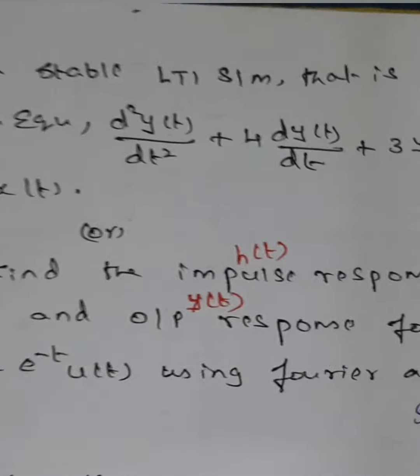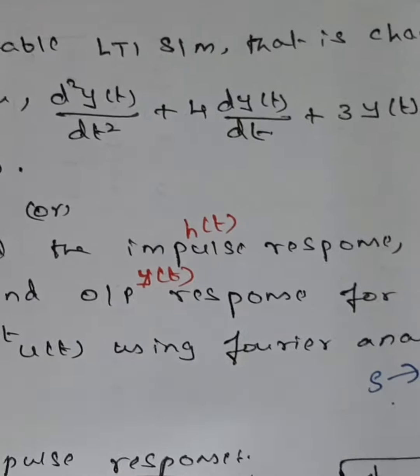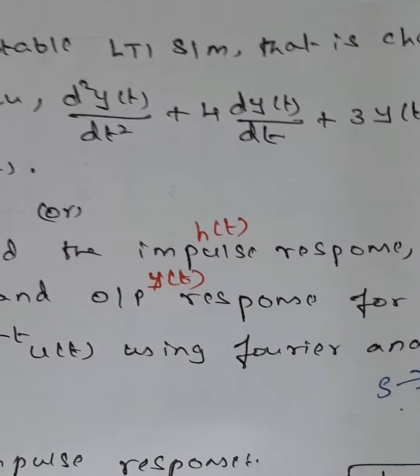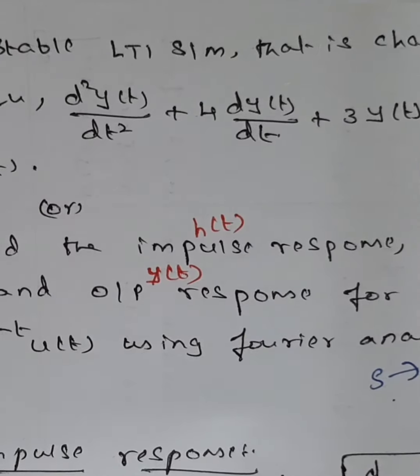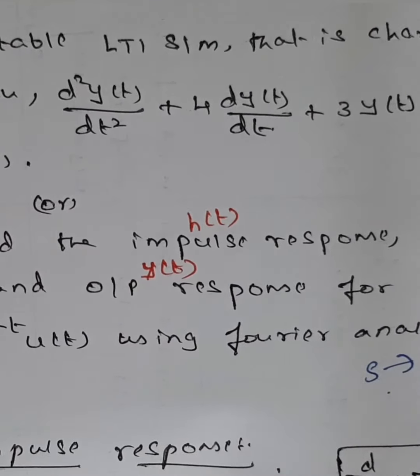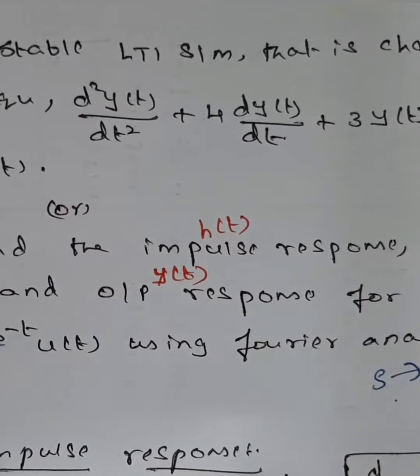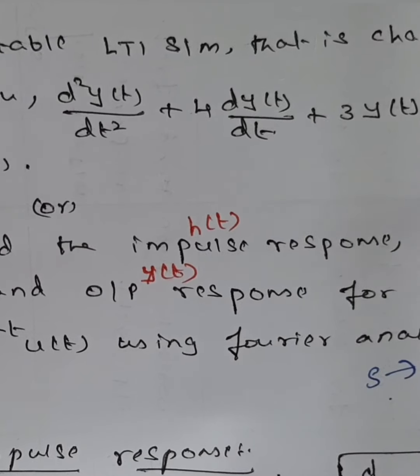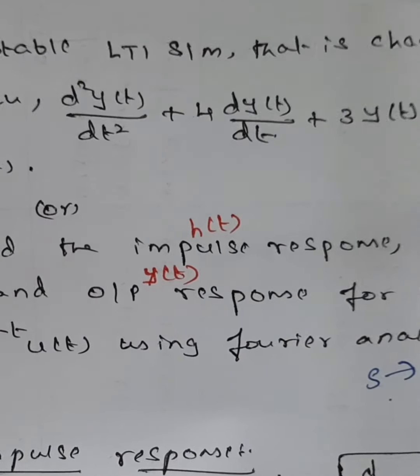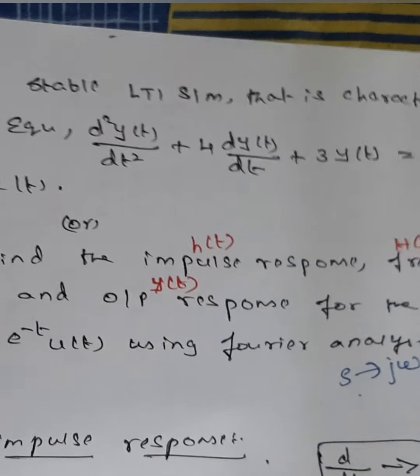Always remember, impulse response means you want to find h(t), and output means y(t). In order to find y(t), from H(s) you can find Y(s), and next you can find y(t). Frequency response means H(jω), so for this you take the Fourier analysis.